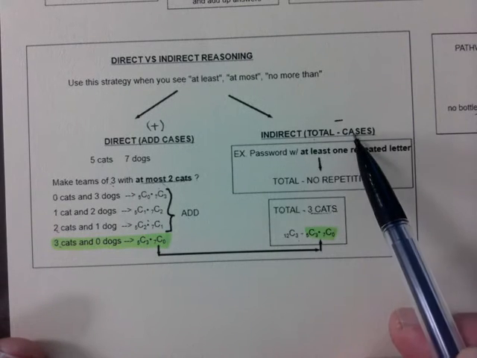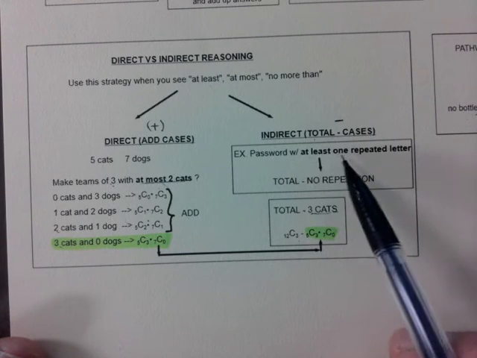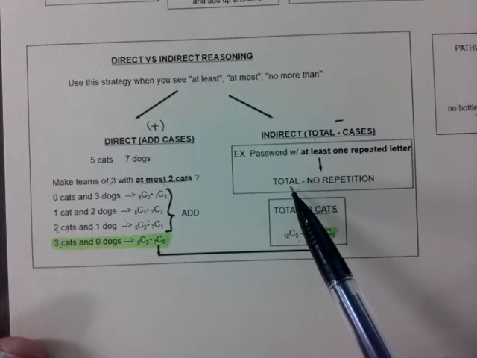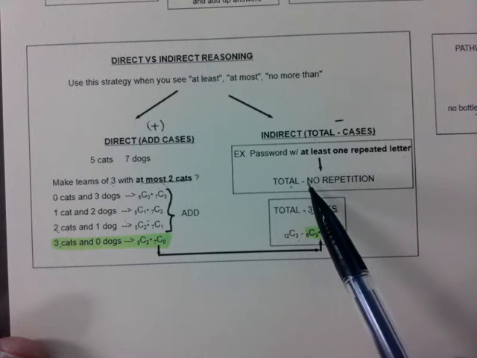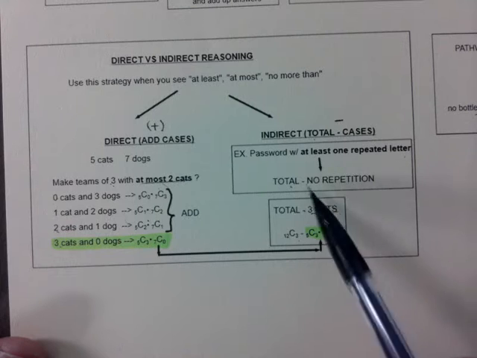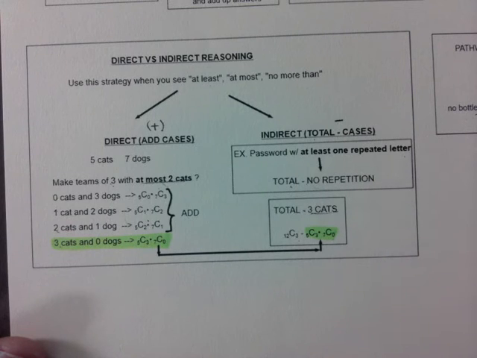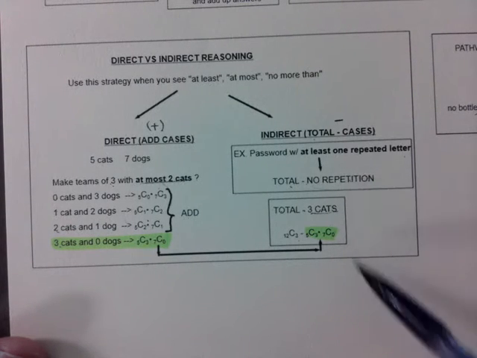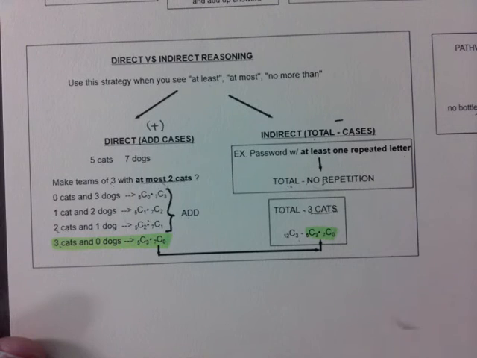Watch, I have another indirect scenario here, password with at least 1 repeated letter. What you want to do is take the total number of permutations and subtract the case where you do not have repeated, no repeats, right? That's basically indirect how we do things. That's important to remember.